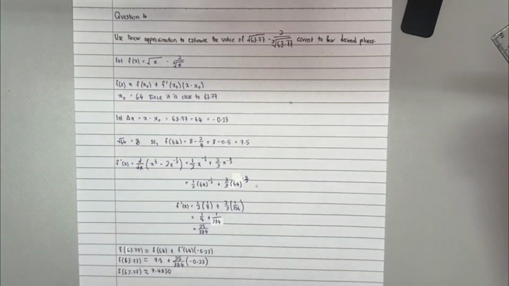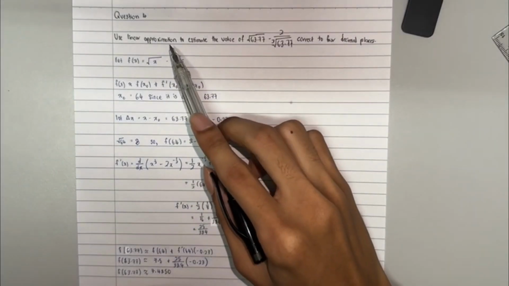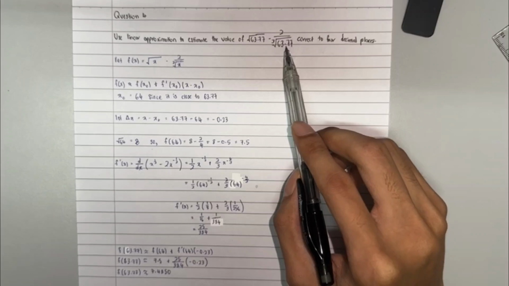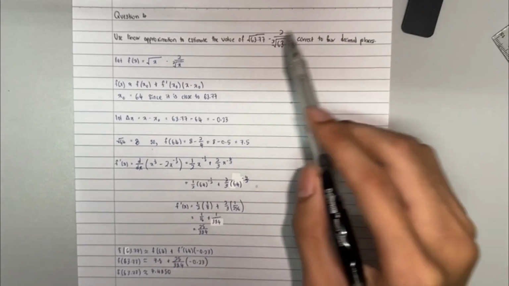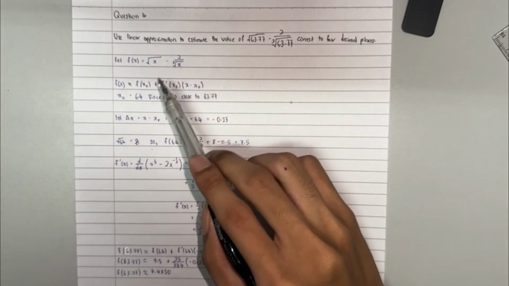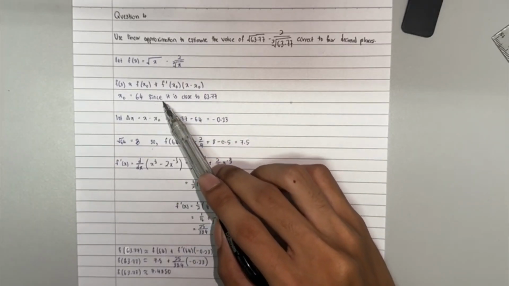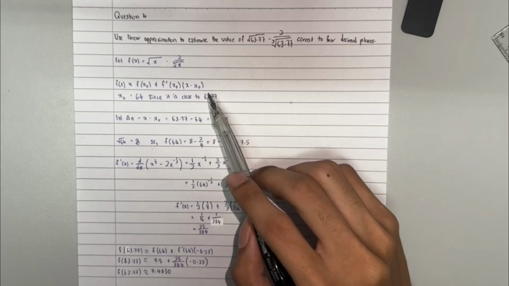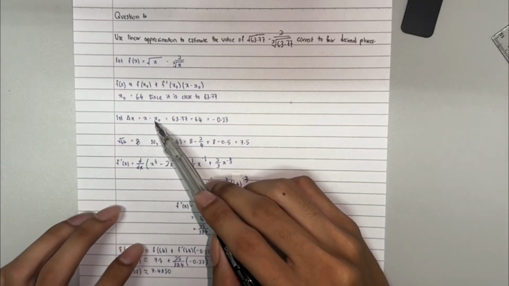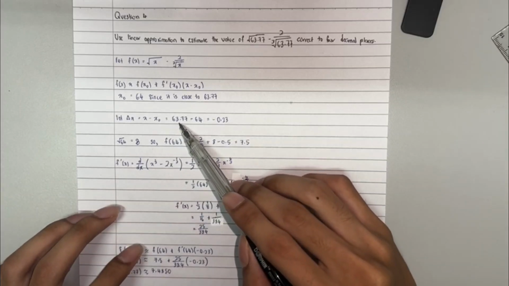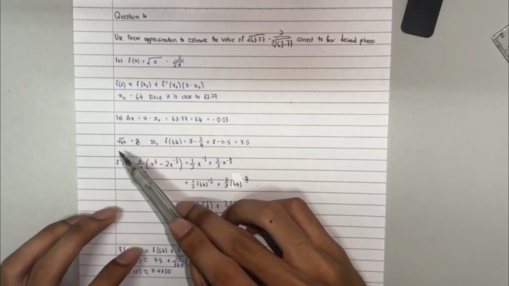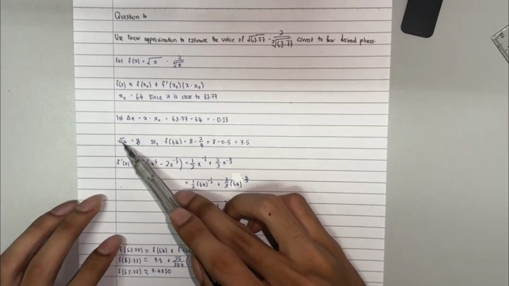Okay, for the last question, question 4, use linear approximation to estimate the value of sec 63.77 minus 2 over cube root 63.77, correct to 4 decimal places. First of all, we let f(x) equal sec x minus 2 over cube x. So x naught equals 64 since it is close to 63.77. Then we let delta x equal x minus x naught, which is 63.77 minus 64, which gives negative 0.23.